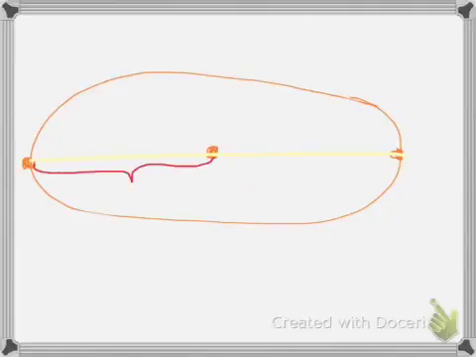This distance is the r sub x, and then here you have the minor axis. This distance is r sub y.